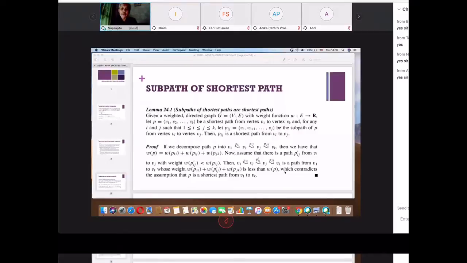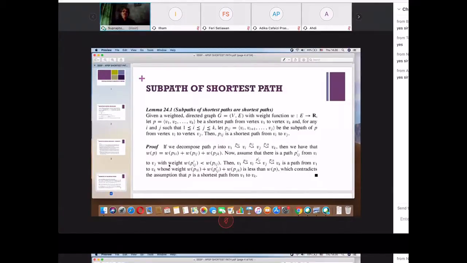So when contradiction occurs, then we have to negate our assumption. And our assumption is that there is a path Vij prime from Vi to Vj. So when we negate this assumption, then there is no path, right? There is no path Vij prime from Vi to Vj with weight less than the weight of Pij. So it is proven that every subpath in the shortest path must be a shortest path.